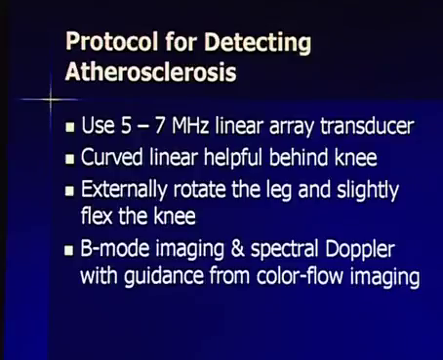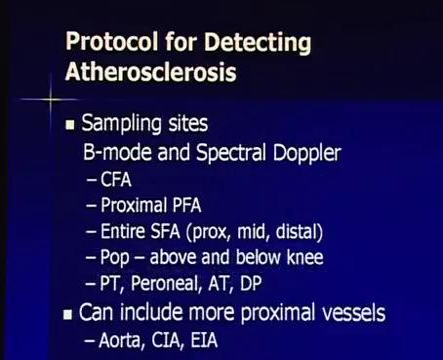When we do this examination, we have the patient externally rotate their leg at the hip and slightly flex their knee, and this provides an adequate visualization of most of the vessels. We're going to use all the modalities we can from the equipment in combining the B-mode imaging or grayscale imaging along with spectral Doppler and information supplied by color flow imaging to complete our evaluation.